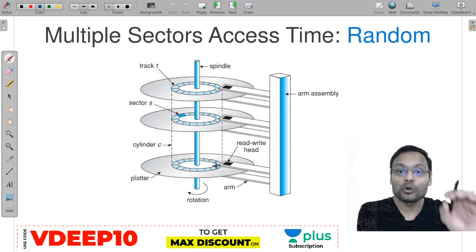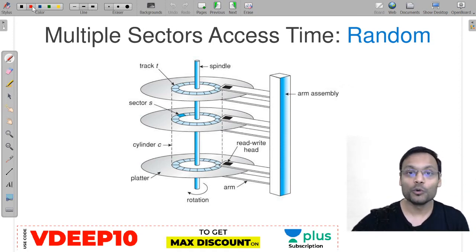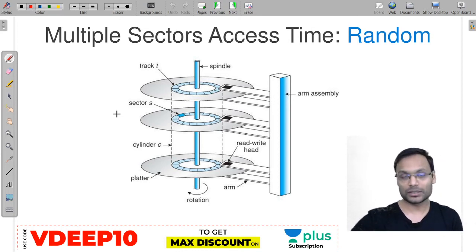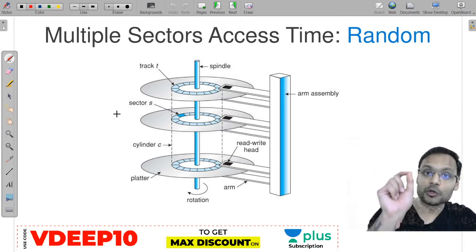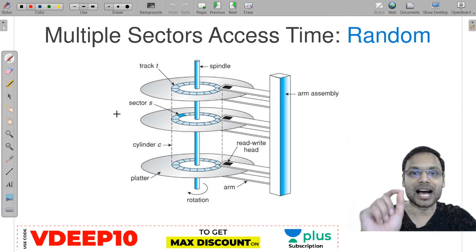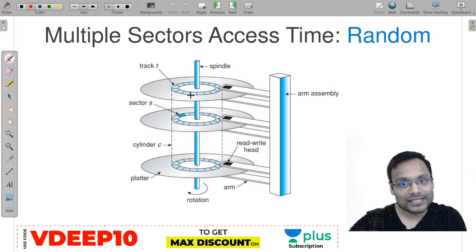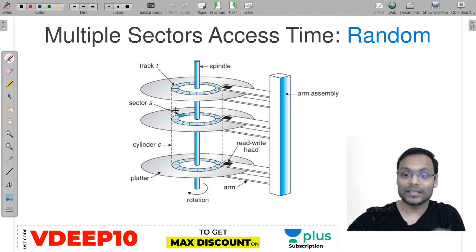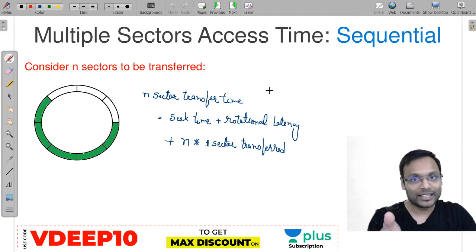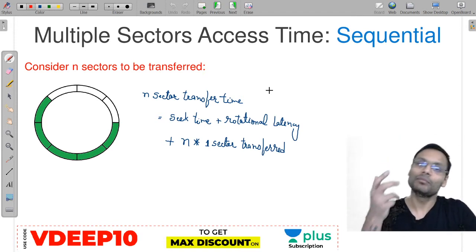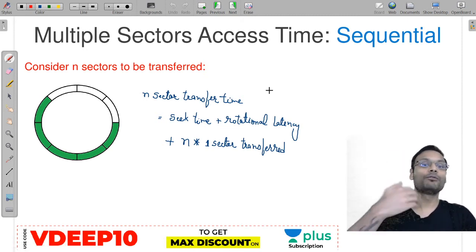Random means all five people you want to kill are in different places. All five members which you want to kill are in different locations. Means the five sectors which you want to transfer, all these are in different locations. In that case, what happens? For the first sector, you will require travel time. What is travel time? Seek time plus rotational latency. So seek time and rotational latency are required for the first one, and transfer time will definitely be needed. And after that, for the second one, third one, fourth one.